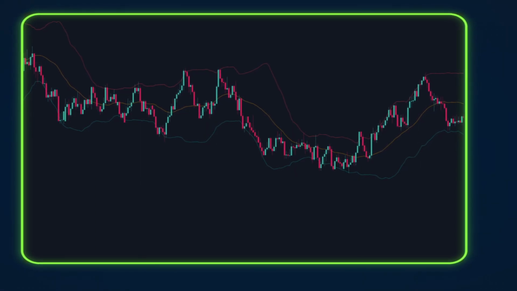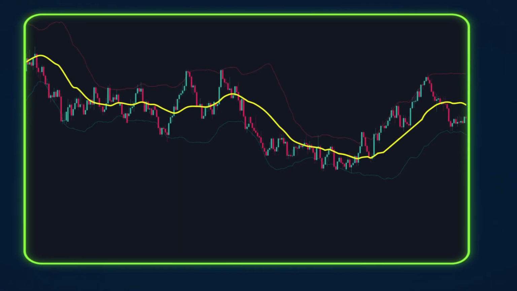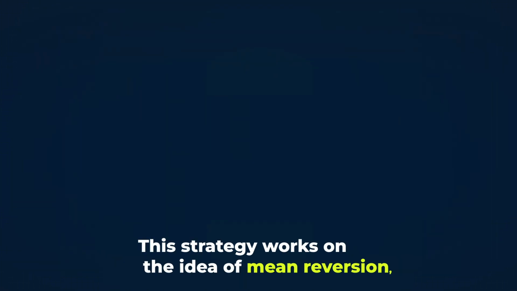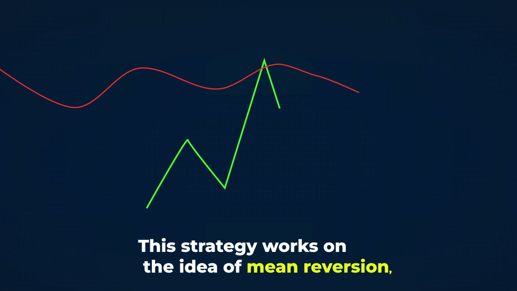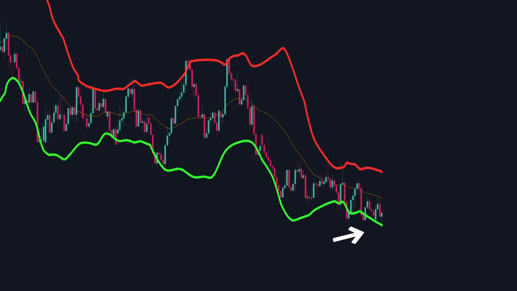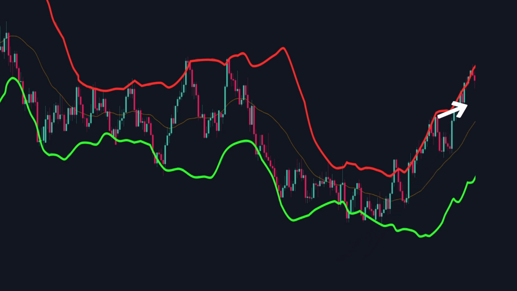Look at your chart and find moments when the price moves far away from the middle Bollinger Band. This strategy works on the idea of mean reversion, meaning after extreme price movements, the market often snaps back toward the average. When the price moves above the upper Bollinger Band, it's likely overextended and could drop. When it drops below the lower Bollinger Band, it's likely oversold and could bounce back up.